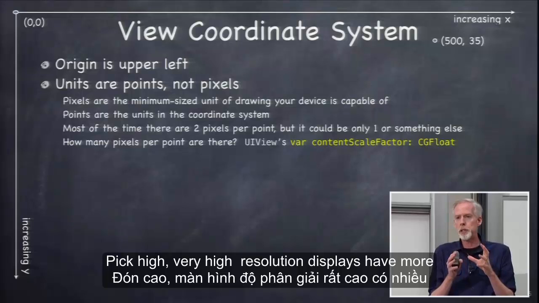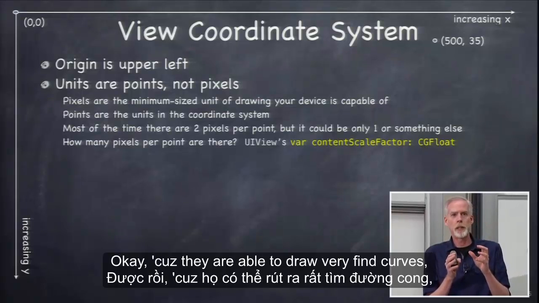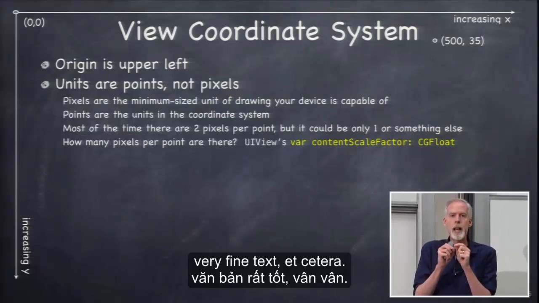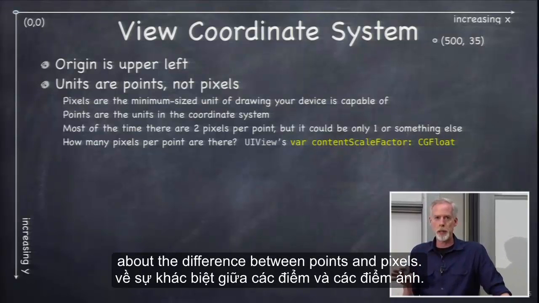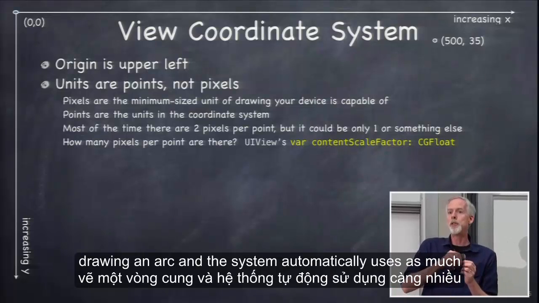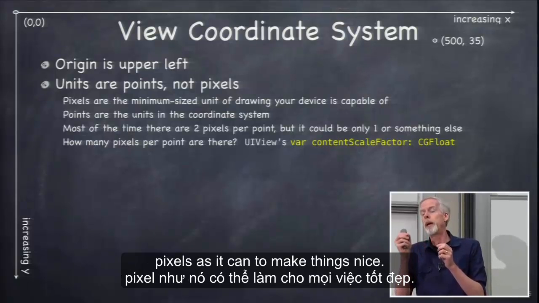Very high resolution displays have more than one pixel per point, okay? Because they're able to draw very fine curves, very fine text, etc. You don't usually care about the difference between points and pixels. It's automatically handled for you because you're doing things like drawing text or drawing an arc, and the system automatically uses as many pixels as it can to make things nice.